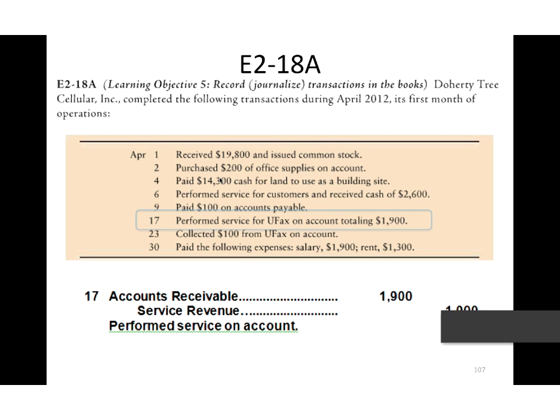Okay, next one. This one isn't bad. He had a harder one. It says April 23rd, collected $100 from the company on account. What's one account that's involved there? Cash, yes. So cash, is it increasing or decreasing? Increasing. And what kind of account is cash? Asset. And to increase an asset, what do we do? Debit. So we're going to have a debit for $100.